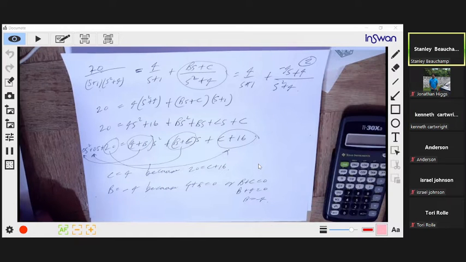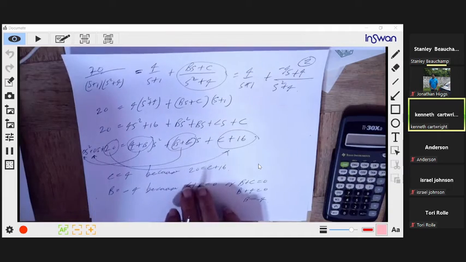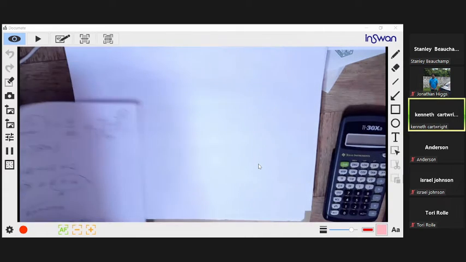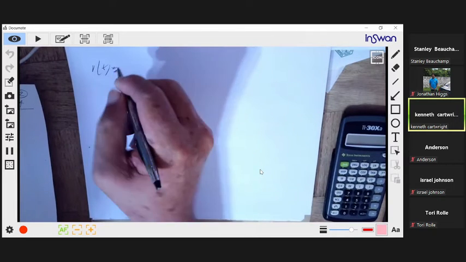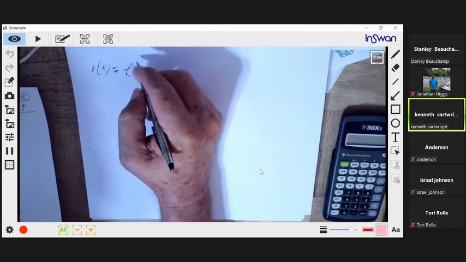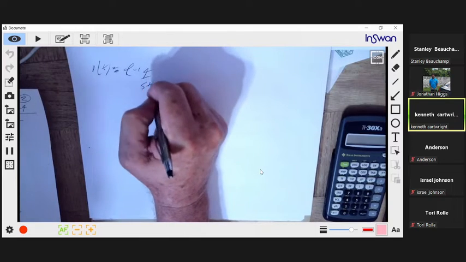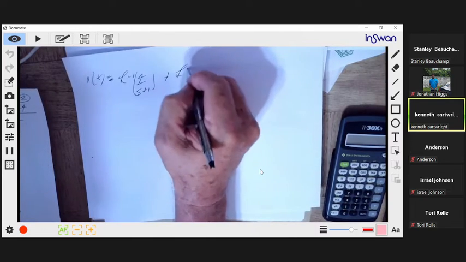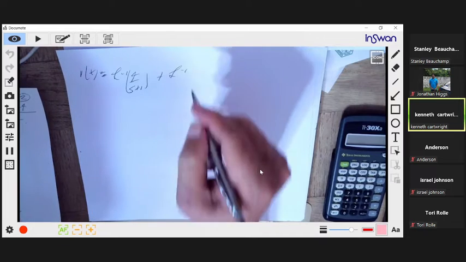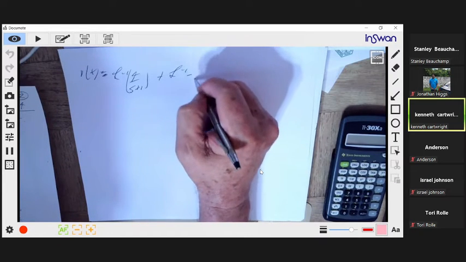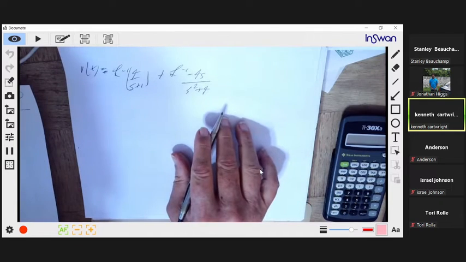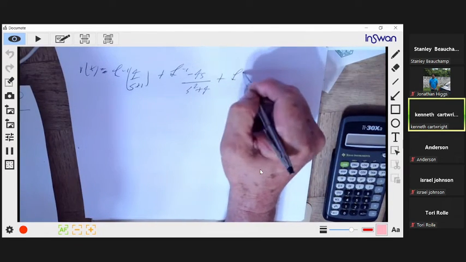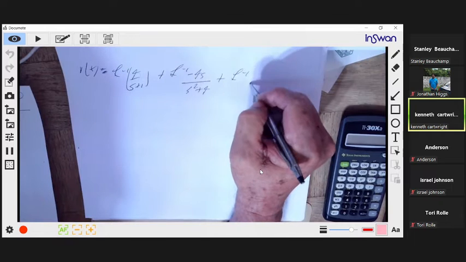You probably could start finding the inverse Laplace. All right. So b of t then becomes inverse Laplace of 4 over s plus 1, plus inverse Laplace of negative 4s over s squared plus 4, plus inverse Laplace of 4 over s squared plus 4.